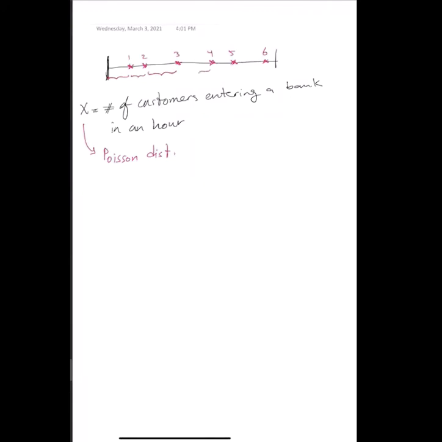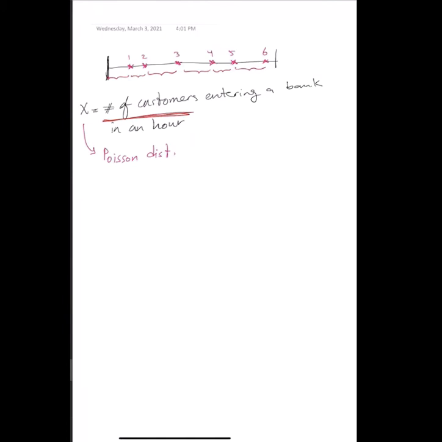Obviously, if the number of customers that enter a bank is variable, which means that in one hour we may get more customers and in another hour we may get fewer customers, then the time between arrival of customers is not fixed, it's variable, right? If the time between arrivals is fixed at 10 minutes, then every hour exactly 6 customers would enter the bank. There is no variability here.